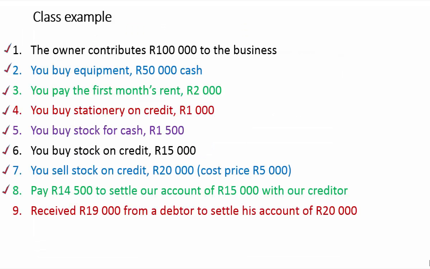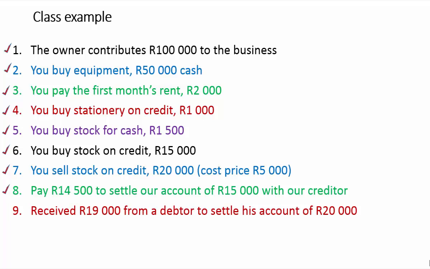The next transaction, number 8, pay 14,500 to settle our account. When a sentence starts in the middle like that, just put the word you or I or we in the front of the sentence and it'll make sense. You pay, we pay, or I pay 14,500 to settle our account. Then it makes more sense. Now our account of 15,000 Rand is with our creditor. So we owe our creditor 15,000 Rand and we are paying 14,500, less than that, to settle our account. Means to clear our account, to pay it off totally. Now you can see that 14,500 doesn't clear 15,000. So therefore we got a discount.